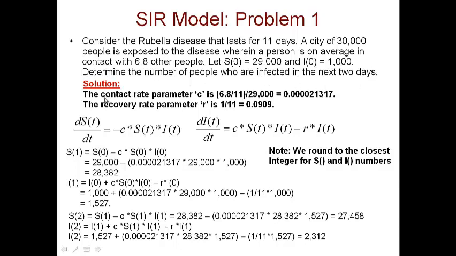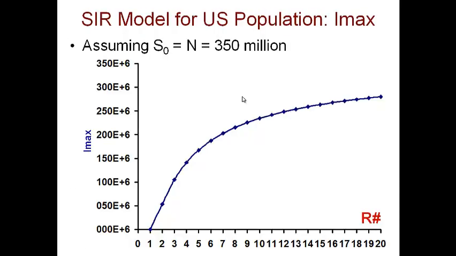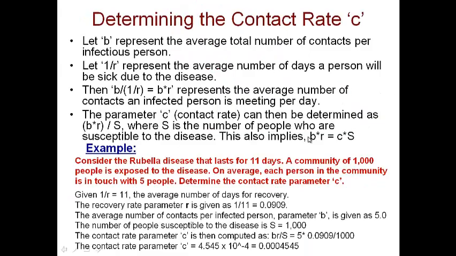So what we need to find is I of 1 and I of 2, the number of people who will be infected on day 1 and on day 2. Now the contact rate parameter C is given by B times R divided by S. So if you go back to the second video, the contact rate C is B times R over S. Now B is the average total number of contacts a person can have, and 1 over R is the average number of days a person will be sick.